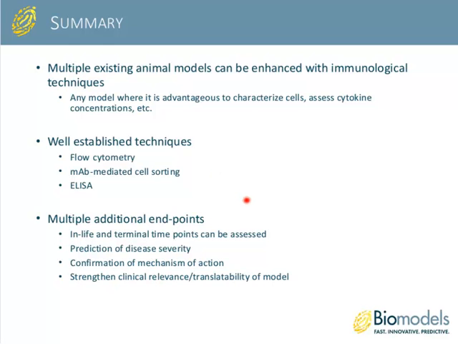If you add these assessments into your study, it just adds multiple additional data points. So you can look at in-life and terminal time points. You can predict disease severity. You can confirm the mechanism of action, and you can also, importantly, strengthen the clinical relevance or translatability of your model by showing that your drug of interest is working with the same mechanism of action as it works in the human condition.